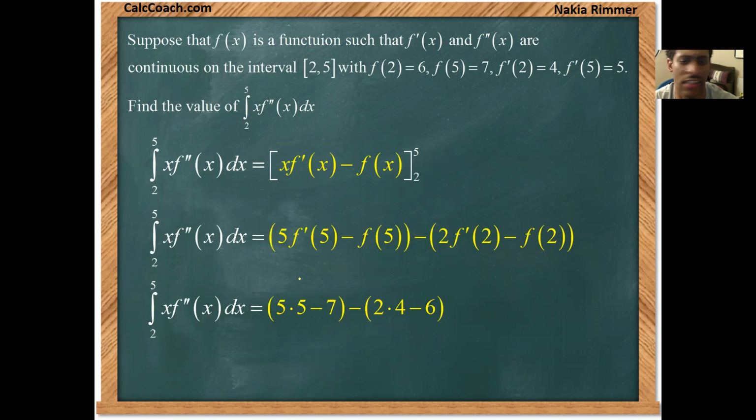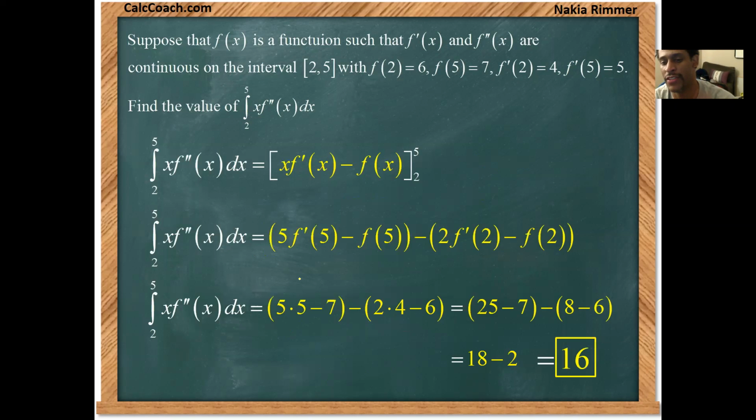25 take away 7, that's your 18. 8 take away 6, that's your 2. 18 take away 2, final answer, 16. Okay? We needed for the function to be continuous so we could take the antiderivative continuous on the whole interval. So there we have it. Okay, great.